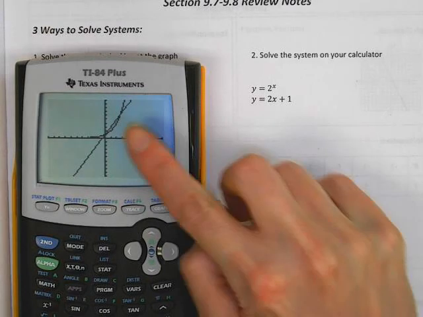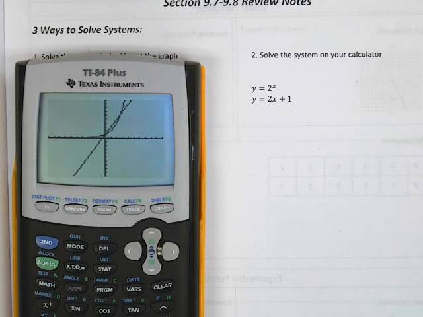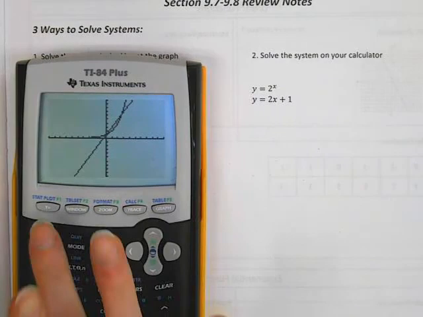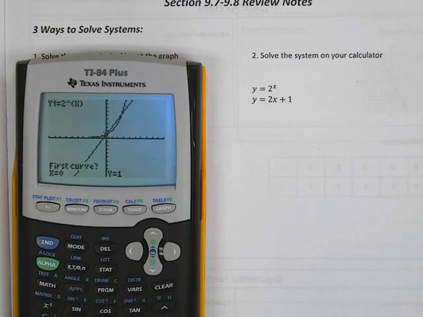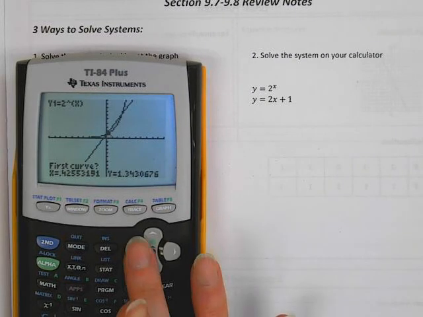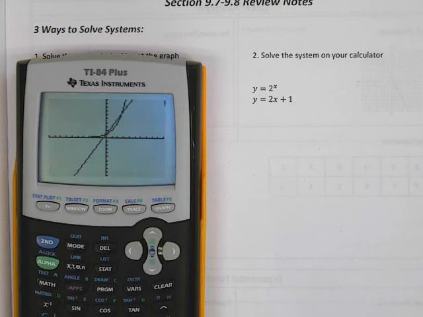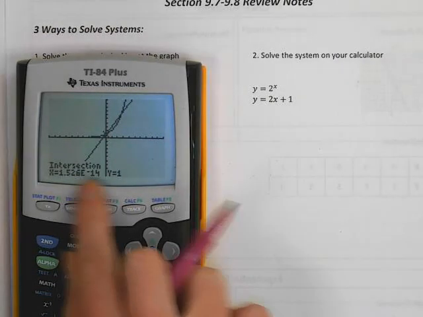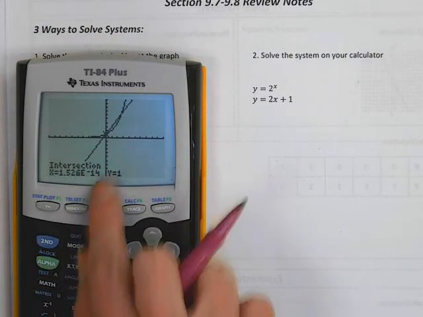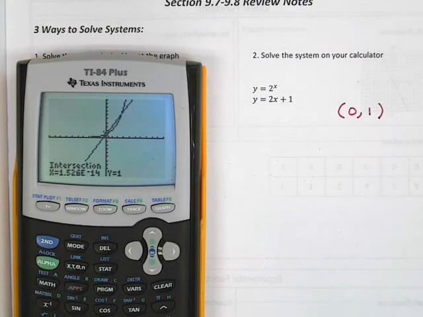And it's pretty easy to see that they cross once, twice. All right, so remember the buttons are second, trace, option number 5. And then get your blinker somewhere near the first intersection and hit enter 3 times. So our first ordered pair is, now remember when it says E, that just means a big 0. So our first intersection is 0, 1.